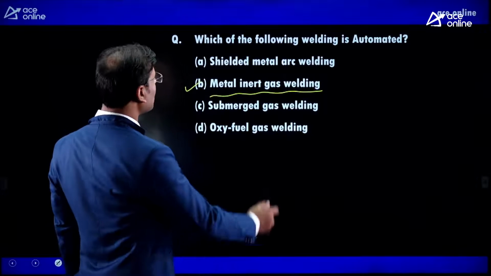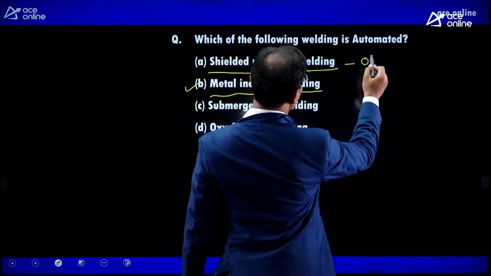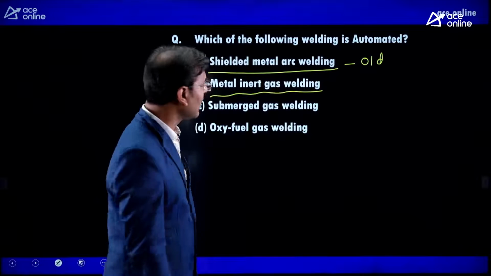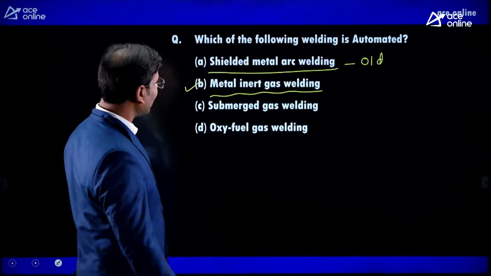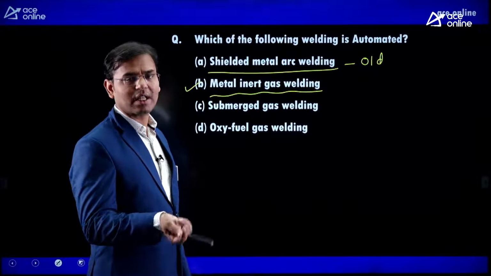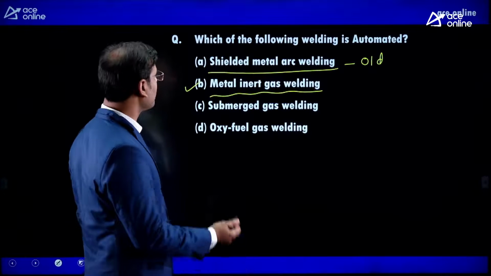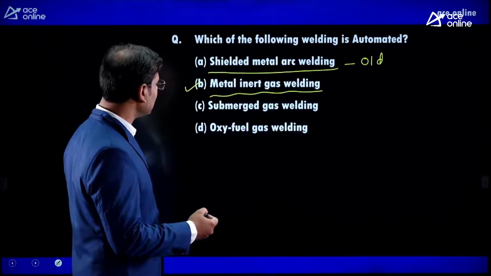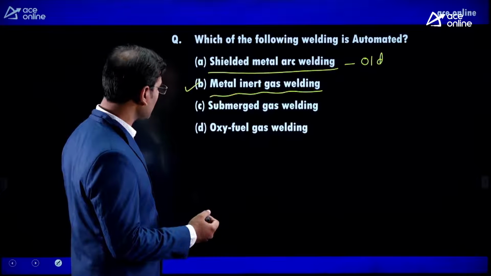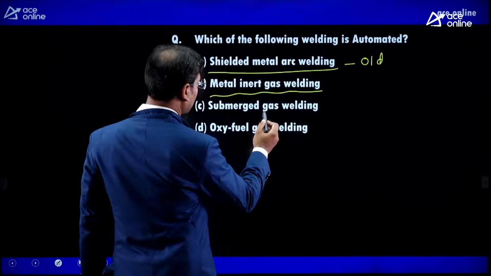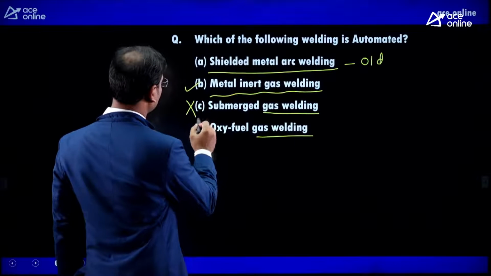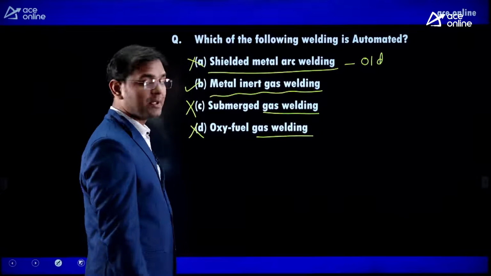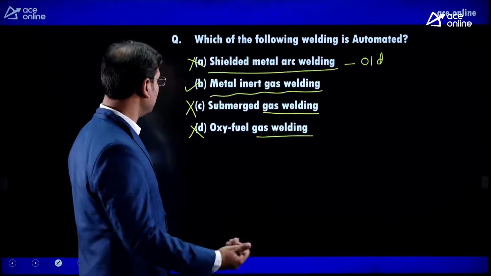Next, you can see shielded metal arc welding. Guys, shielded metal arc welding is a very old process, and in that process the electrode is shielded. It is done by one welder only, by a human being. But in MIG, semi-automation is possible. MIG is a semi-automatic method. Then next is submerged gas welding. Gas welding is not automated, hence these both options are not correct. So metal inert gas welding is automated, meaning a semi-automatic machine.